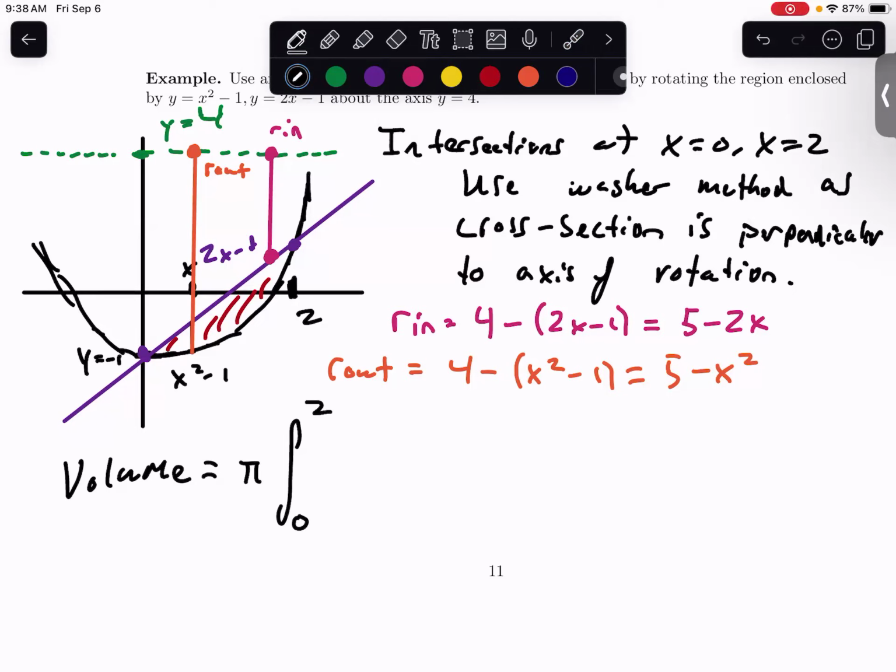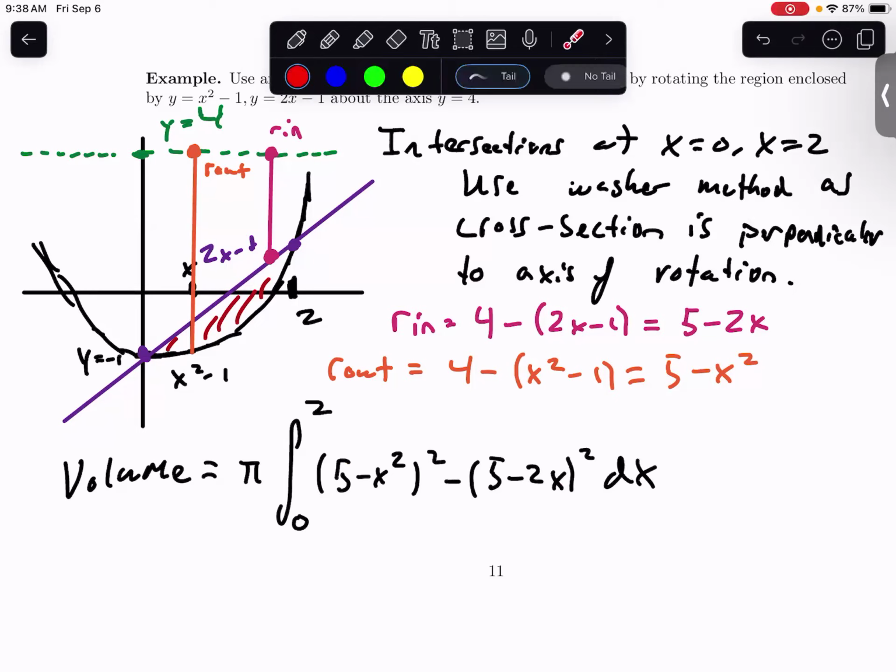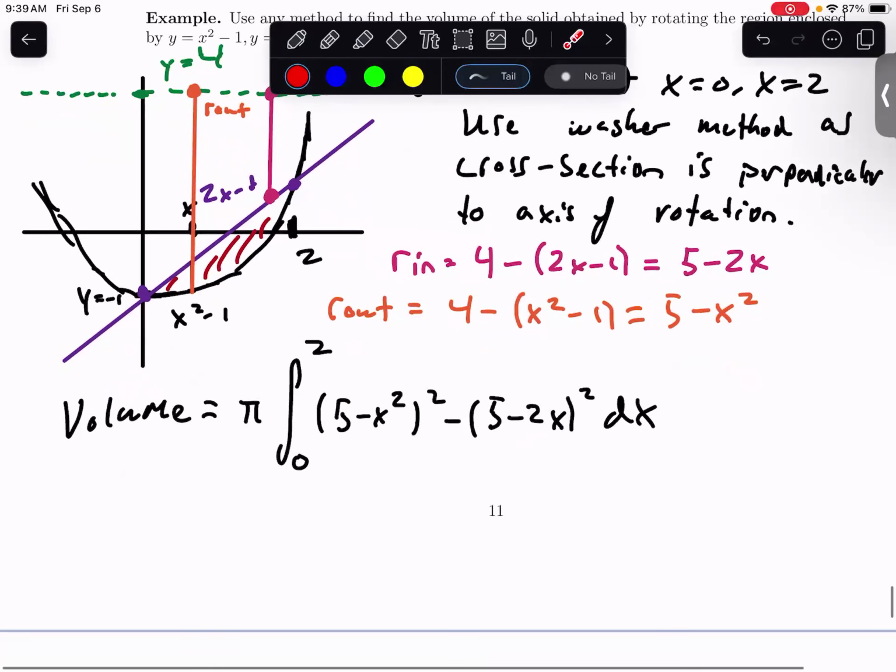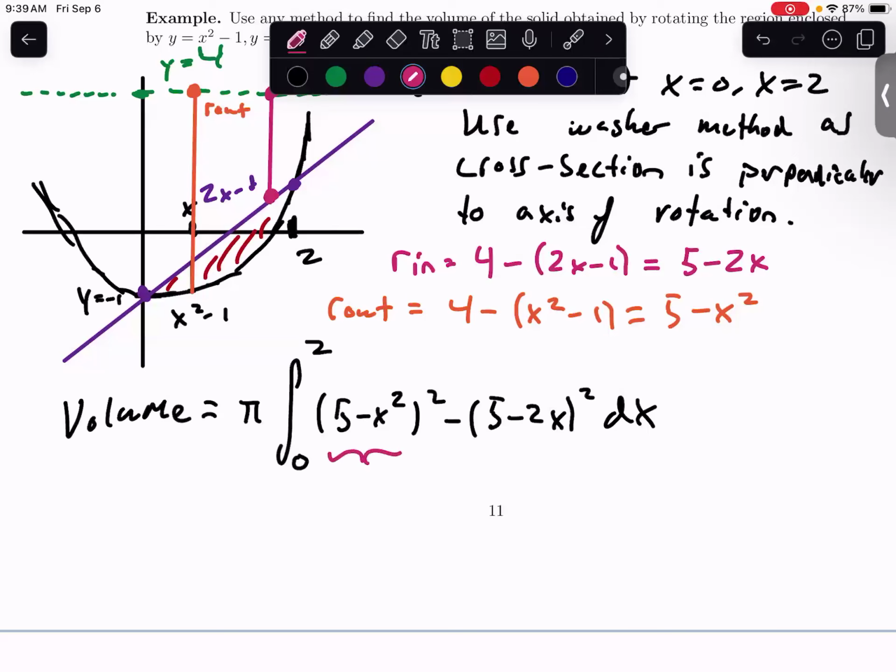And so we're going to be doing 5 minus x squared minus 5 minus 2x squared inside of the integral. So it's really like this function subtracted by this function after subtracting 4 from those functions. Right, I've been saying this, but this is like our outer radius. You always do the outer radius subtracted by the inner radius.